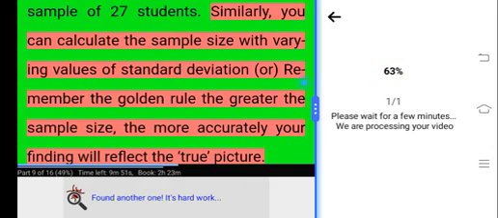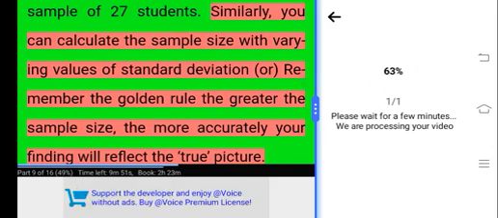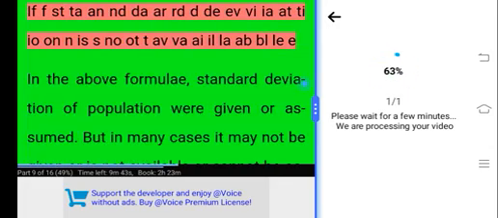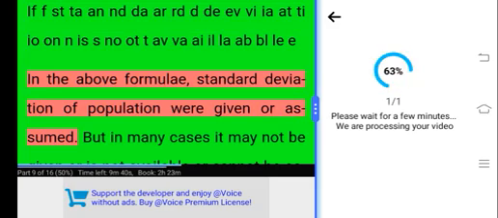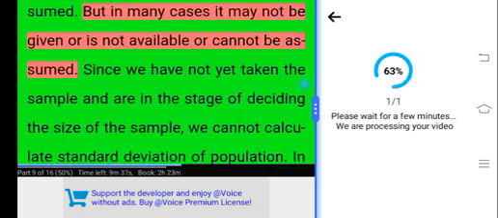So you can calculate the sample size with varying values of standard deviation, or remember the golden rule: the greater the sample size, the more accurately your finding will reflect the true picture. In the above formulae, the standard deviation of the population was given or assumed. But in many cases it may not be given, is not available, or cannot be assumed.